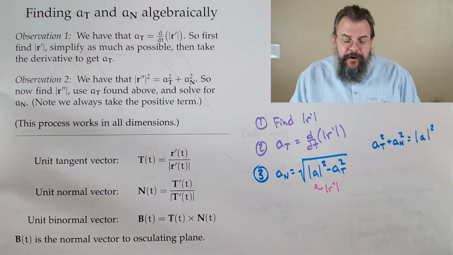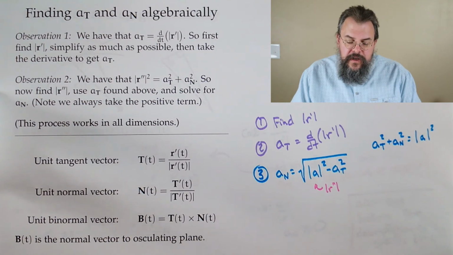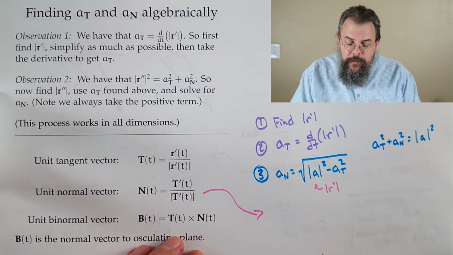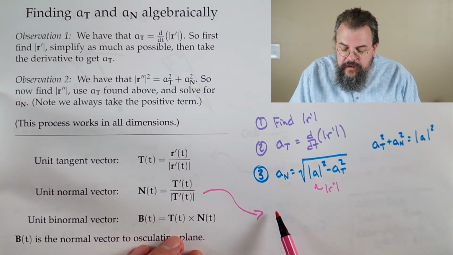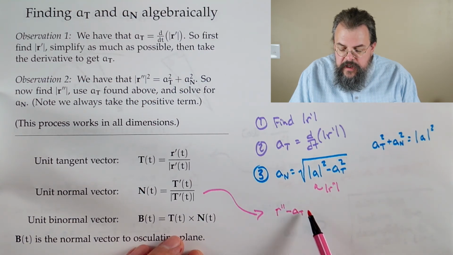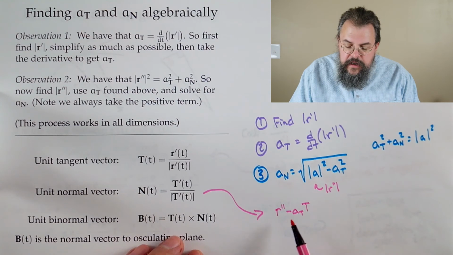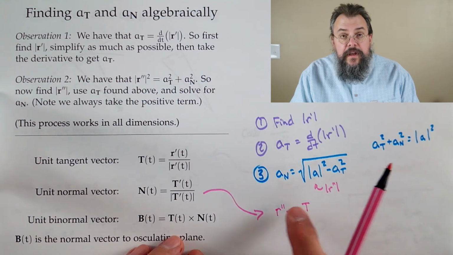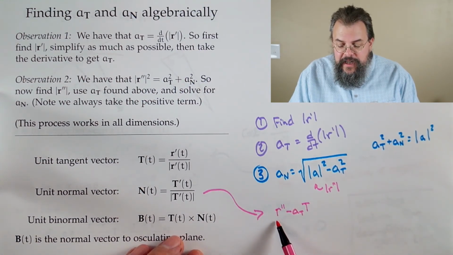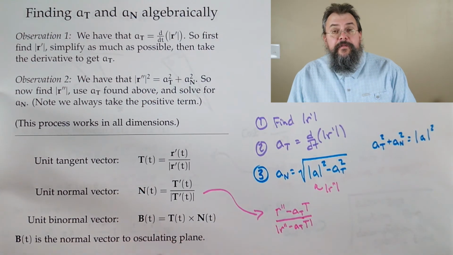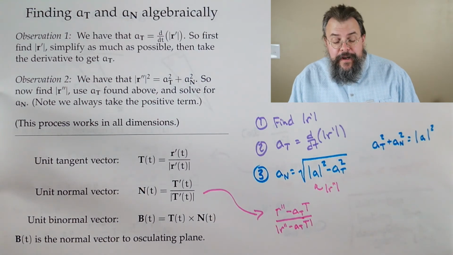What's a better way to figure this out? Well, in essence, and this is just my own opinion, one way you can solve for your normal is to say, look, I can do the following. I can take my r double prime, which is acceleration, subtract a sub t times t. In other words, take r double prime and subtract the projection. Now, this is the right direction for the normal, and therefore just divide by the magnitude. That's probably the fastest way to actually find the unit normal vector.